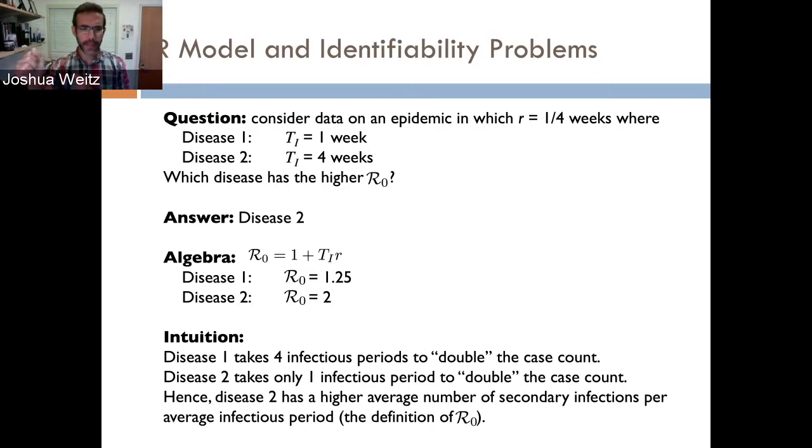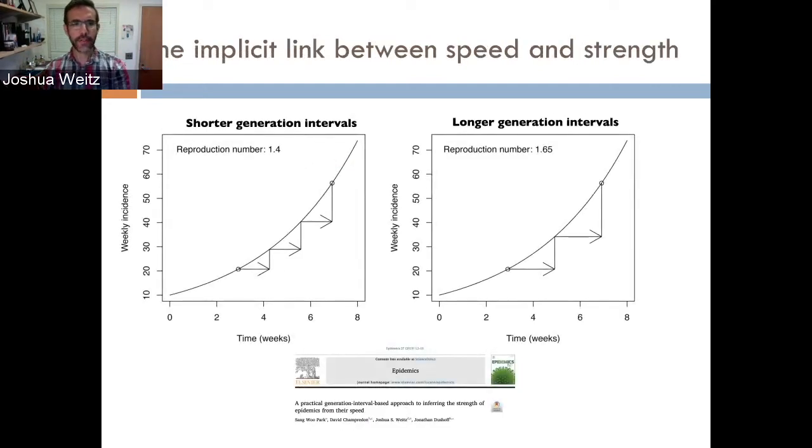It really depends upon this generation interval distribution, and that mediates what we observe, the speed, to what we'd like to figure out, the strength. And I can show this visually here too. Here's an example of a disease taking off at exactly the same speed. Here's one with longer, in essence, generation intervals and shorter generation intervals.